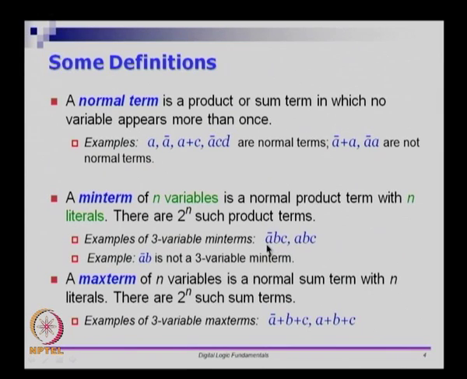So a bar bc is a minterm, abc is also a minterm. A bar b cannot be a 3 variable minterm because a 3 variable minterm should contain 3 variables.